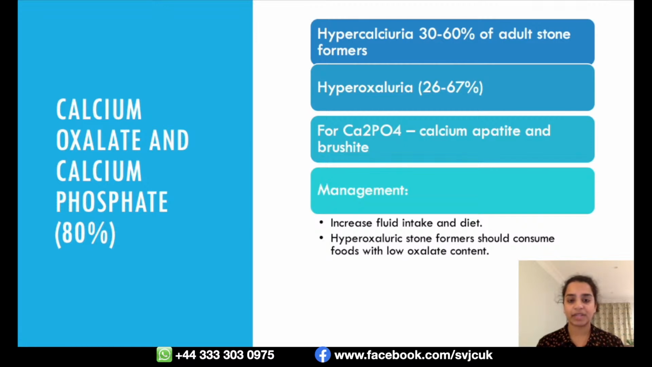Now, the next few slides are mainly talking about the different types of stones that occur. The most common are calcium-based stones. This is divided into calcium oxalate and calcium phosphate. Some of the findings on investigation would include high calcium levels in the urine. The management of this type of stone would include trying to reduce oxalate intake in the diet and also increasing fluid intake and reducing salt.